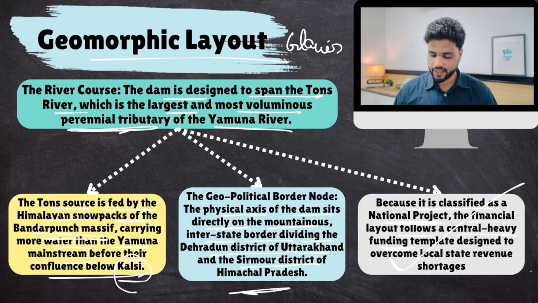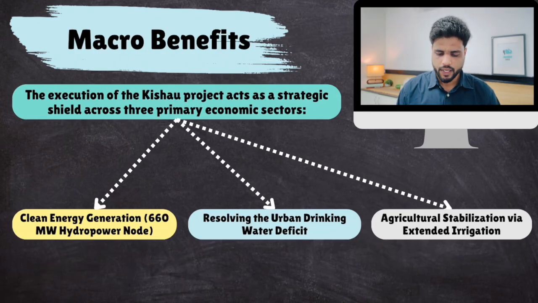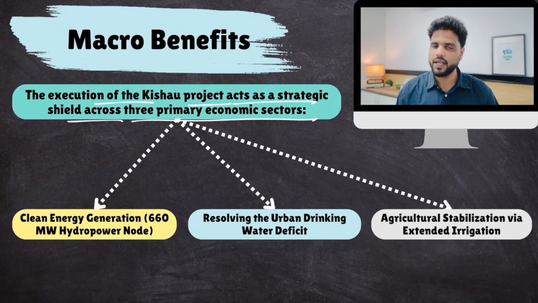Okay, so remember this fact. Now, why is this project being constructed? What are the benefits of this project? So let's quickly talk about this. The execution of the Kishau project acts as a strategic shield across three primary economic vectors.